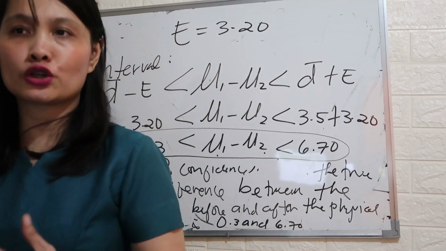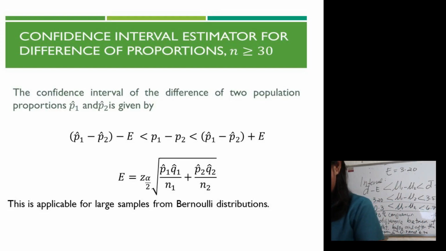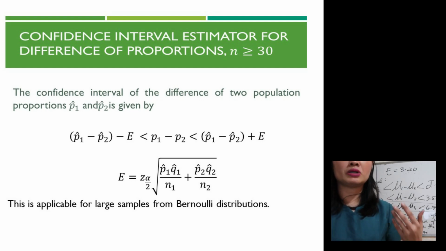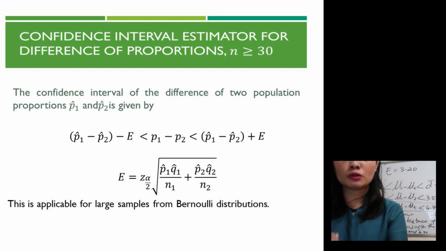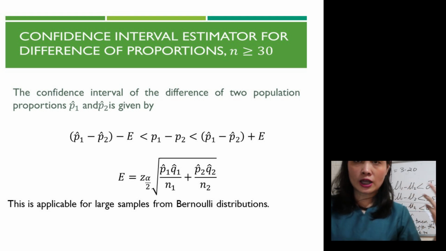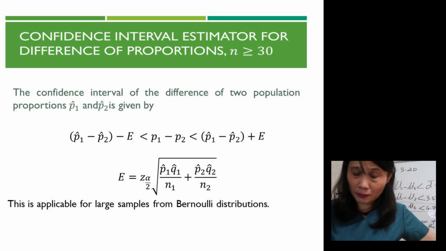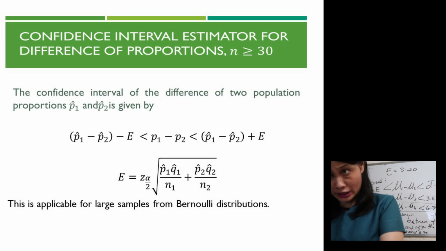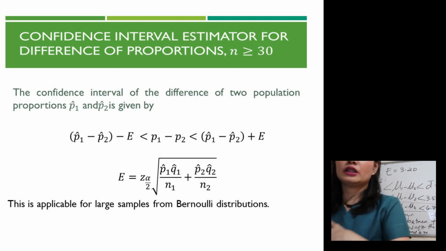Next is the confidence interval estimator for the difference of proportions. The confidence interval of the difference of two population proportions, with p hat sub 1 and p hat sub 2, is given by: the first population proportion minus the second population proportion is greater than the difference of sample proportions minus the margin of error, but less than the difference of the two sample proportions plus the margin of error. To solve for the margin of error, z alpha over 2 multiplied by the square root of p hat sub 1 times q hat sub 1 divided by n sub 1 plus p hat sub 2 times q hat sub 2 divided by n sub 2.